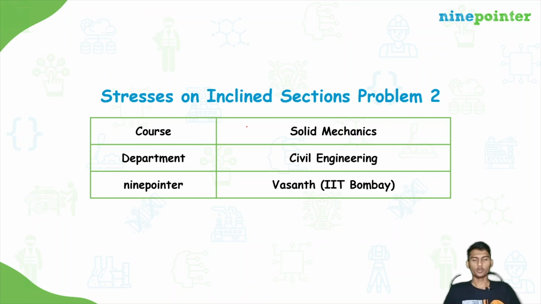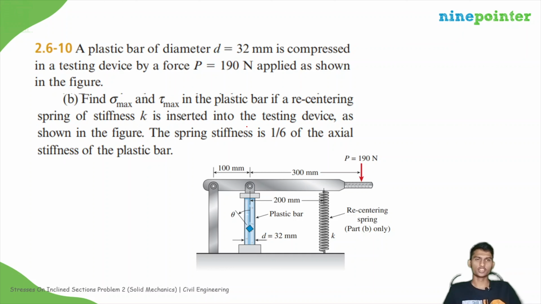In this video, we are going to solve a numerical on stresses on inclined sections. So this is problem 2 on stresses on inclined sections. This is the problem you can see here. A plastic bar is compressed in a testing device by force P equals 190 newtons using these two bars and one spring. By applying 190 newton force, they are trying to compress this plastic bar.